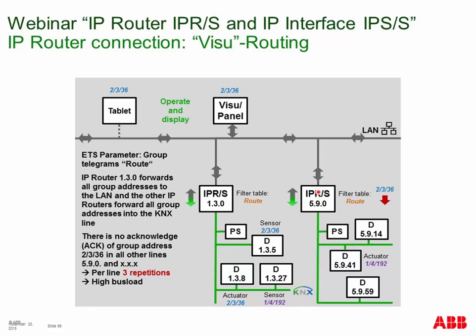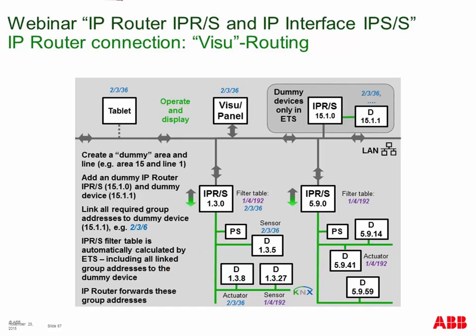When it sends the telegram to the IP router, to the visualization, the telegram goes also into this line and will also be repeated 3 times. So we really have a high load of bus traffic. So I don't recommend using this principle.